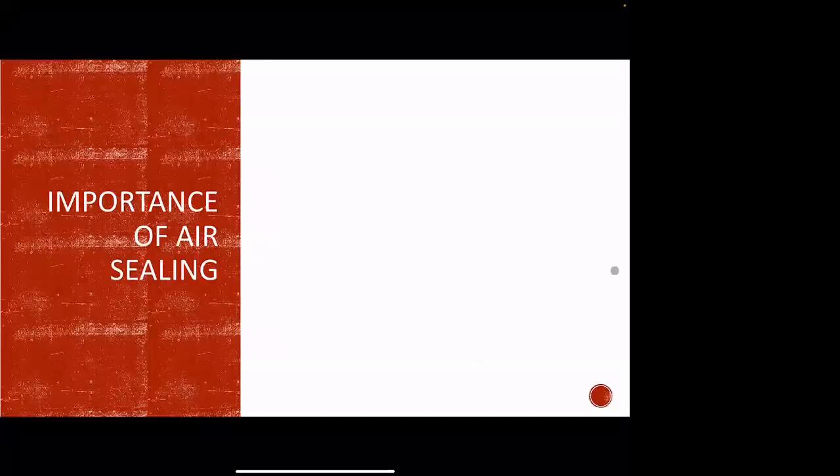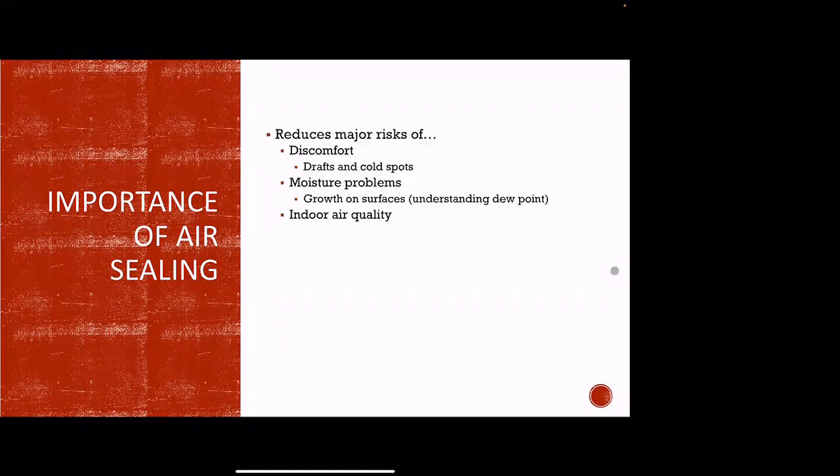So if you didn't get the importance of air sealing on the last slide, that the first 3 points in priorities is air sealing, I'm going to talk about it a little bit more. What's it do? Why do we care about it? Well, it reduces the major risks of discomfort, drafts, cold spots, stack effects, moisture problems, growth on surfaces that we can see or may not see, understanding dew point, and indoor air quality overall.